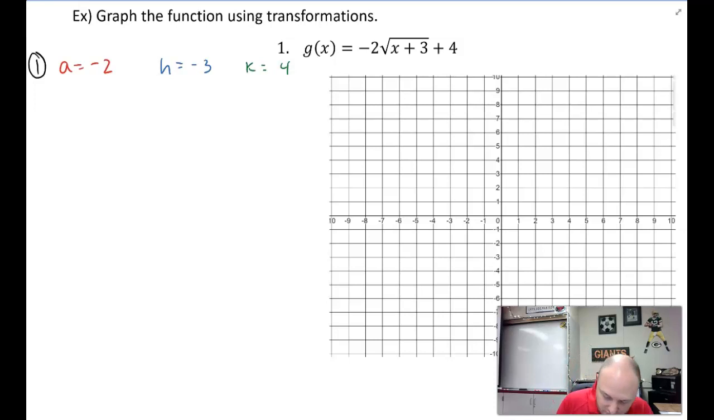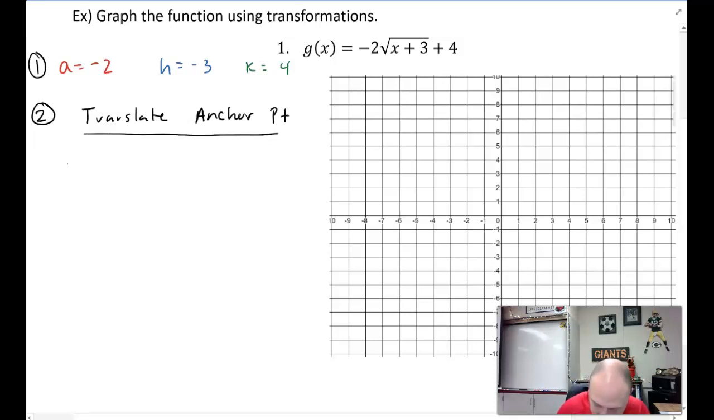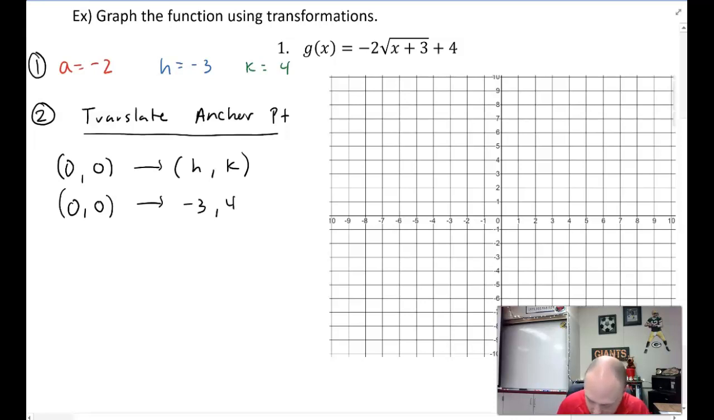All right, first thing I'm going to do is translate the anchor point. So 0, 0, that's my anchor point, and it's going to translate to whatever H, K is. So in this case, our 0, 0 is going to -3, 4. And let me color code these for you. Our H value, -3, K, which is 4.